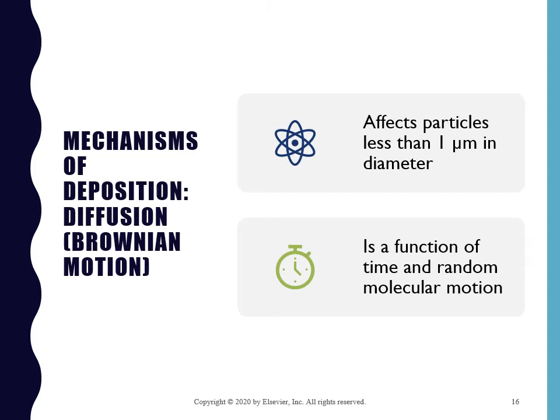Let's talk a little bit about diffusion or Brownian movement. Brownian movement is molecules that tend to vibrate. So this affects those tiny particles that are less than 1 micron in diameter. And again, it's a function of time and random molecular motion. The importance of diffusion for lung deposition of therapeutic aerosols is debatable because the size range involved contains so little drug mass and is so stable.